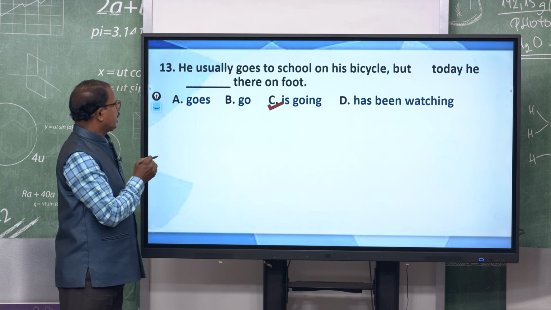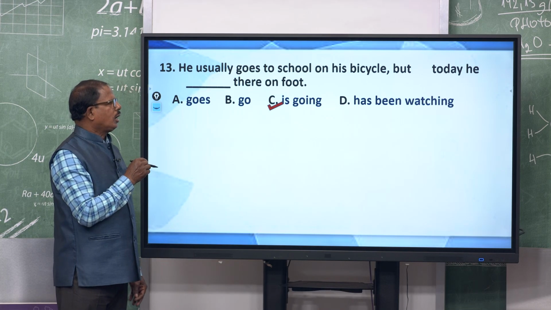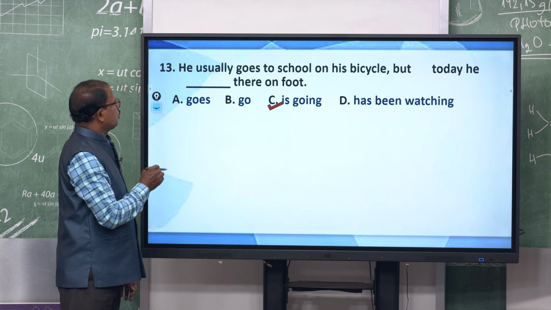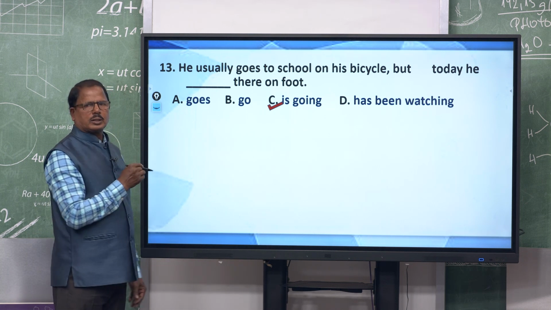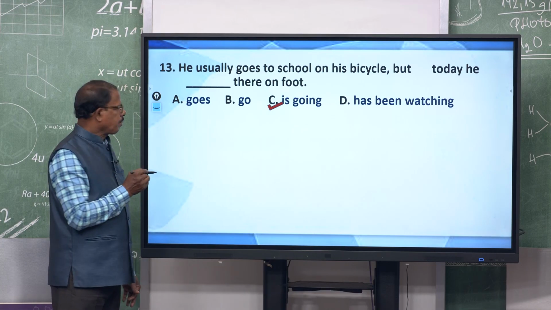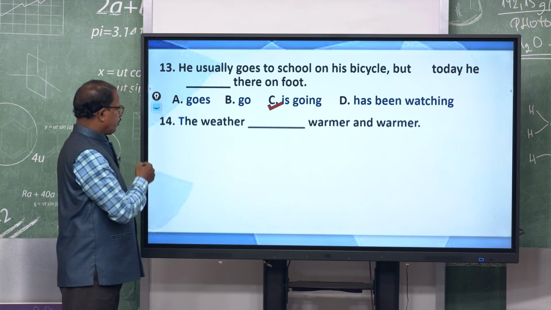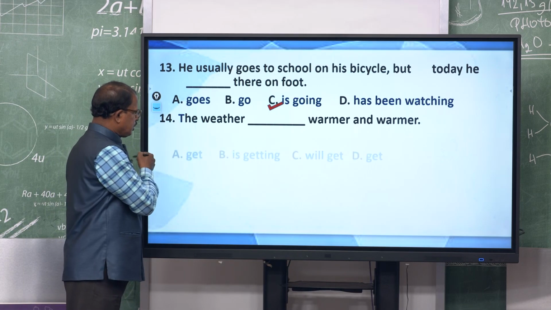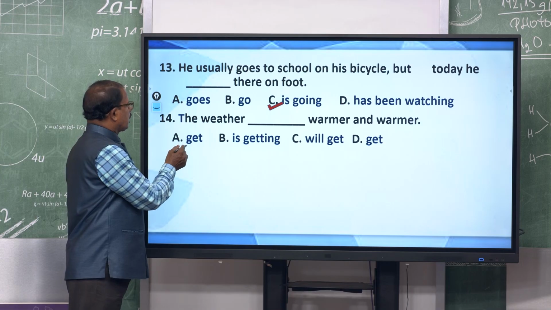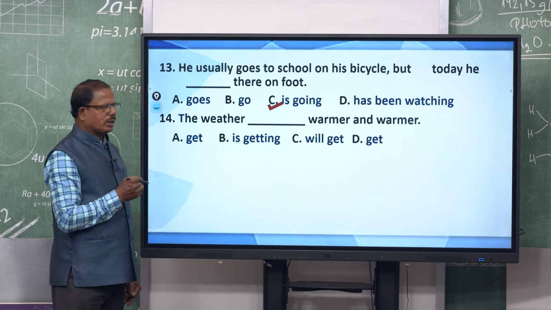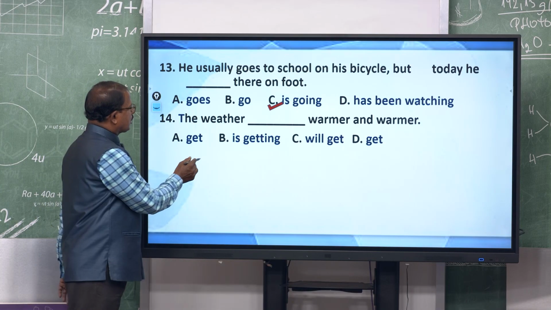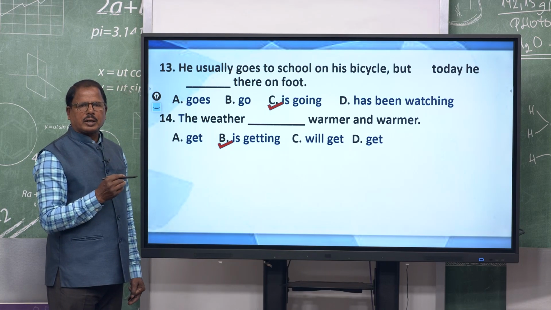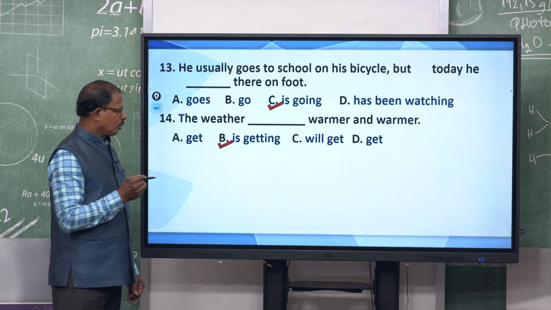Goes, go, is going and has been going, right? And the correct answer is is going. So today he is going there on foot, right? And next question, the weather dash warmer and warmer. You see the options: get, is getting, will get, and the correct answer is option B, is getting, right? The weather is getting warmer and warmer, right?